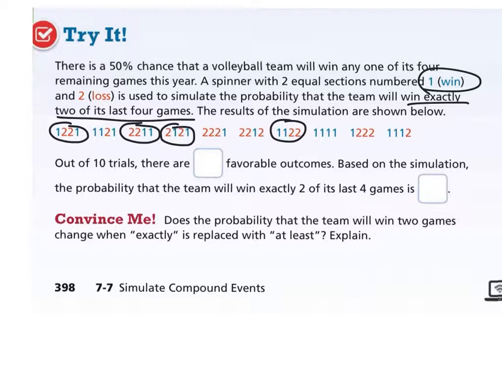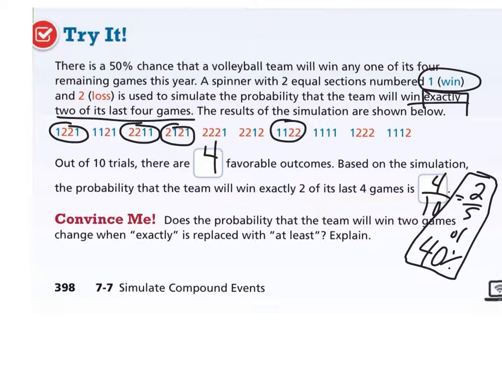So we could say out of the 10 trials, there are 4. We circled 4 things, so there are 4 favorable outcomes. Again, for winning exactly 2, okay? So based on this simulation, the probability the team will win exactly 2 of its last 4 games is 4 out of 10, or you could reduce that to 2/5, or if you did that as a percent, it would be 40%. So either 2/5 or 40% would be acceptable answers for that one.